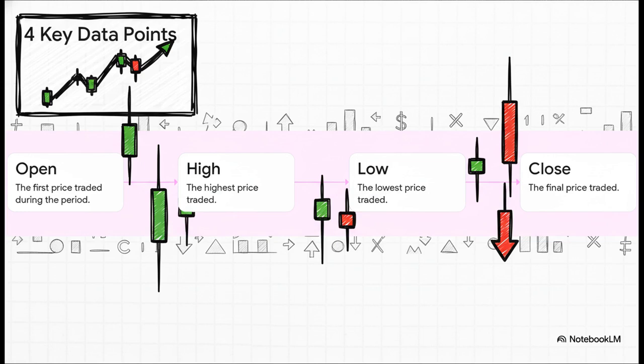Every single candle, whether it represents 1 minute of trading or an entire day, is built from just these 4 essential data points. Where did the price open? What was the absolute high it reached? What was the lowest low? And crucially, where did it close? Together, these 4 numbers paint a surprisingly detailed picture.